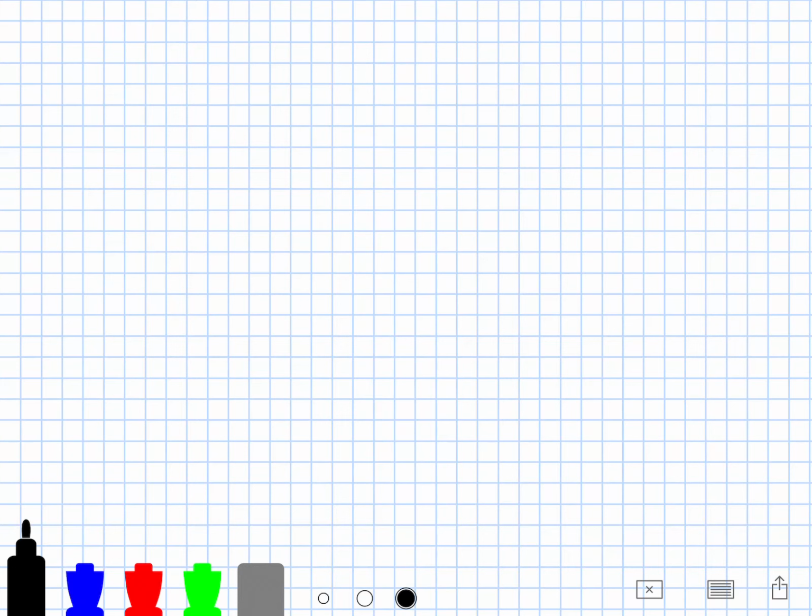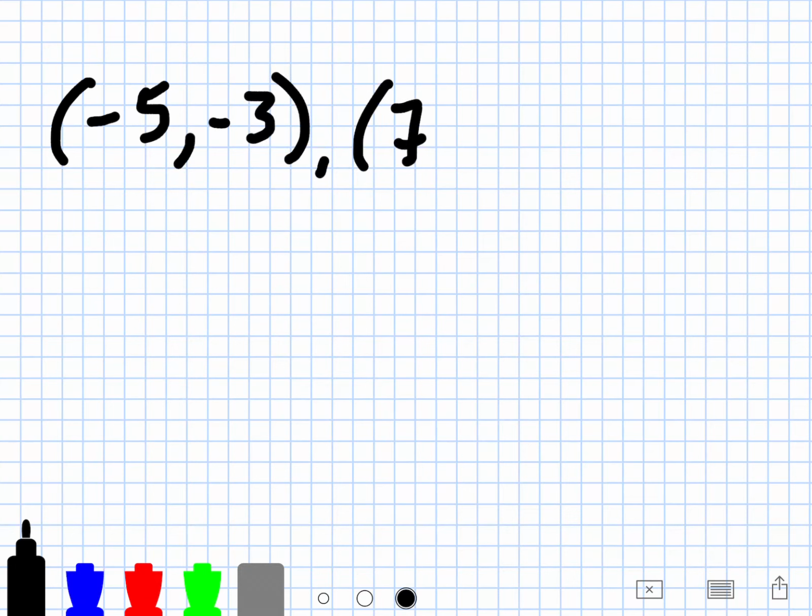Okay, let's try calculating the slope. So for example 1, calculate the slope between -5, -3, and 7, -4. Sorry, I told you I was going to go really quickly through this, and I haven't been. So I'm going to speed it up just a little bit.